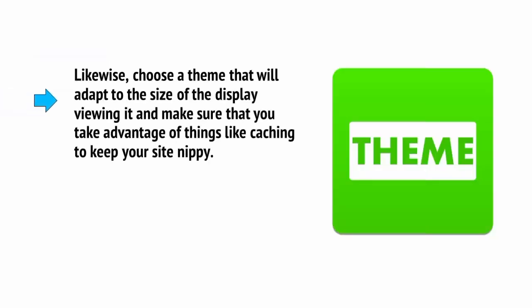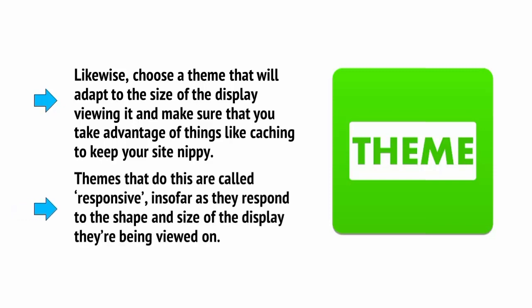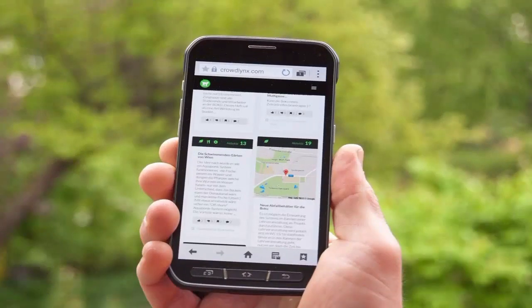Likewise, choose a theme that will adapt to the size of the display viewing it, and make sure you take advantage of things like caching to keep your site nippy. Themes that do this are called responsive insofar as they respond to the shape and size of the display they're being viewed on. This works by removing certain elements, by rearranging menus, etc., and by shrinking images.